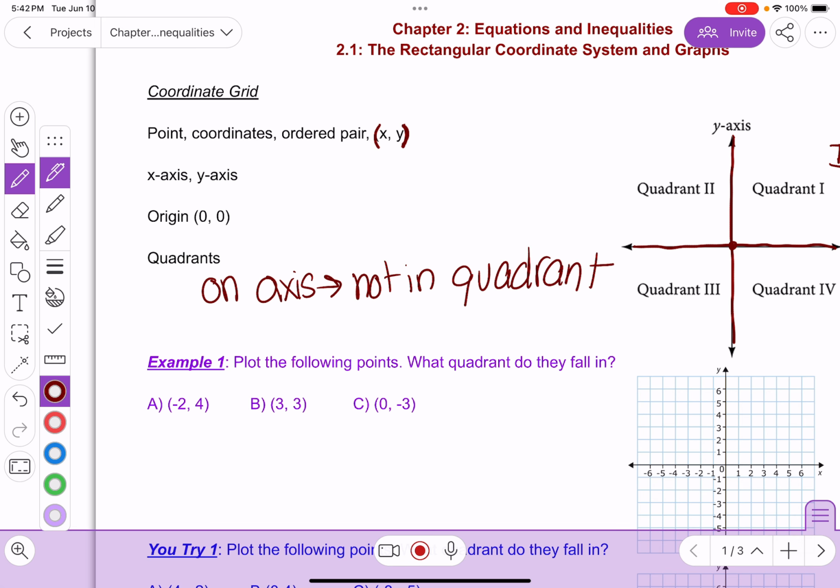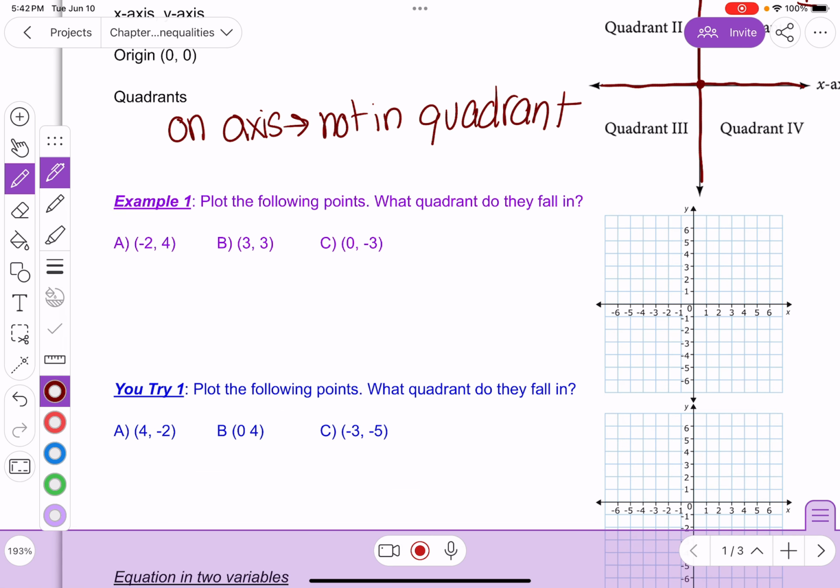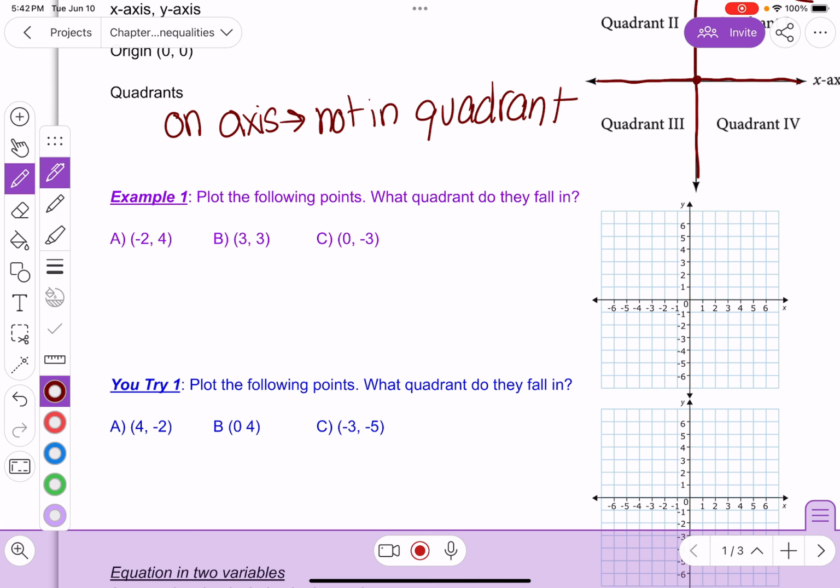So just for a quick review of how to plot points, if we look at A here, -2, 4, that tells us we go -2 on the x, so we're going to go 2 to the left, and then we would go up 4 on the y, and then we plot where they meet, so that is in quadrant 2, written in Roman numerals. B would be 3, 3, so we go 3 on the x, 3 on the y, plot where they meet, that's in quadrant 1.